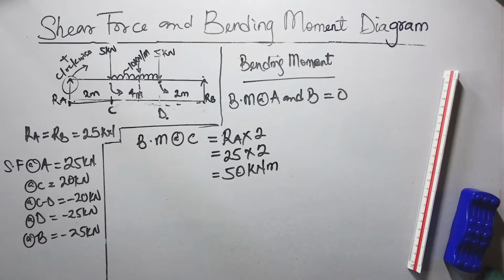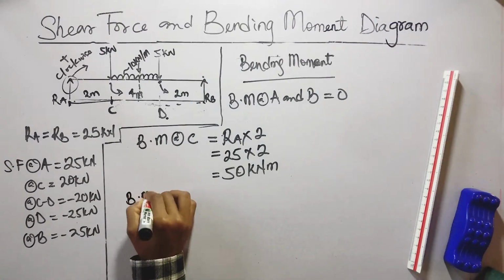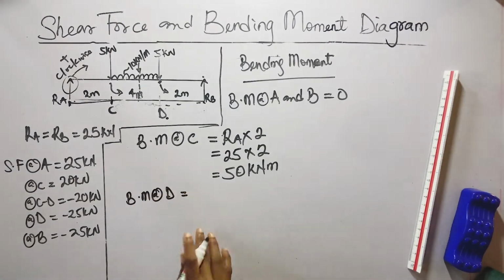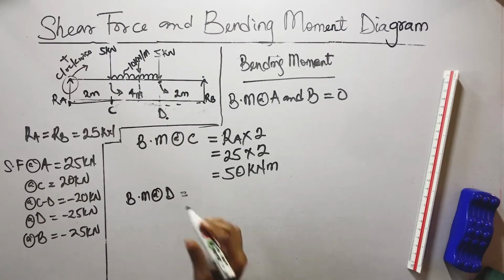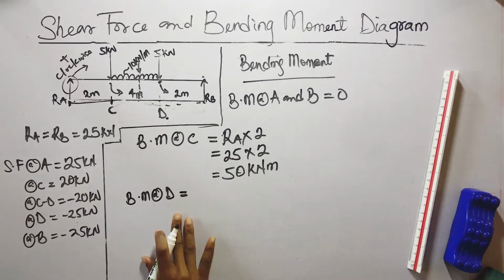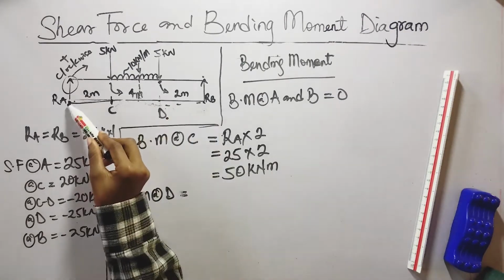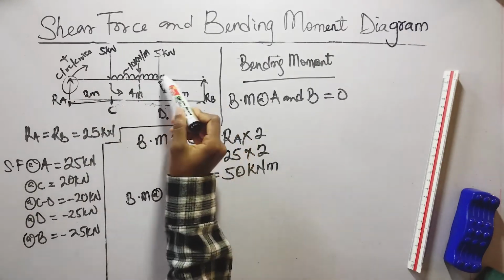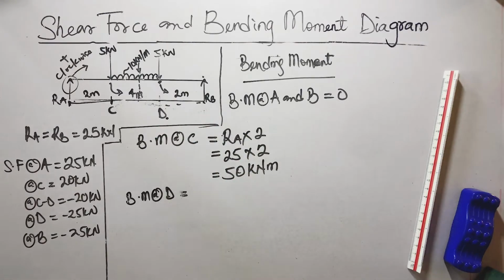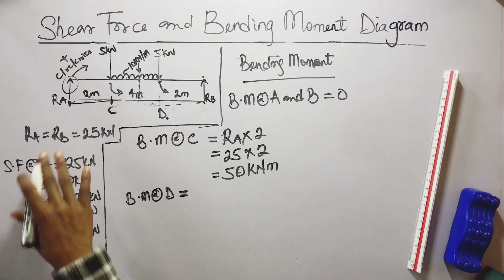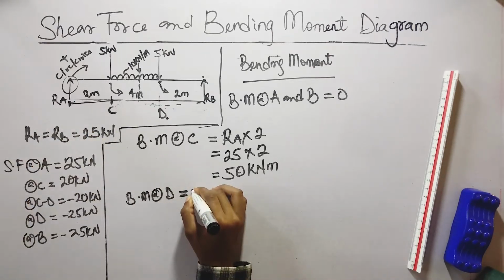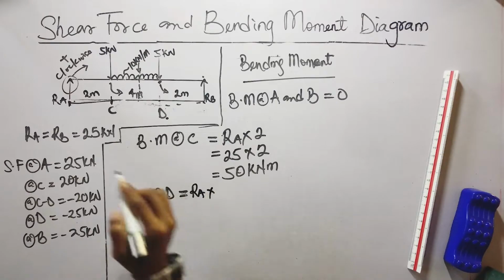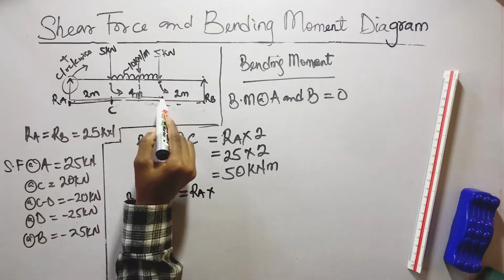Now the next to go is to get your bending moment at D. Now we do the same. We can start from the beginning of the beam to D, or we can even go from the right hand side, but I'm going to go from the left hand side this time. So we have RA times the distance from A to D, which would be 6 meters, which is 4 plus 2.